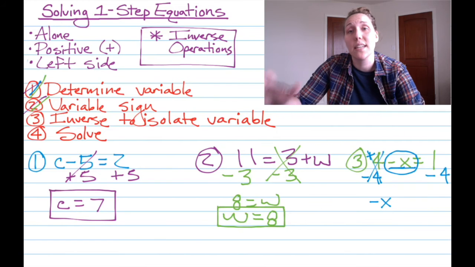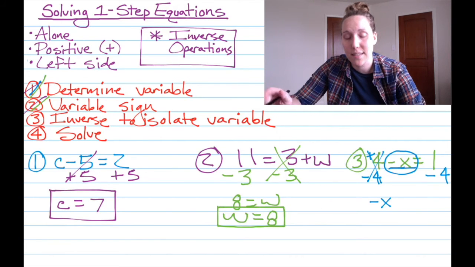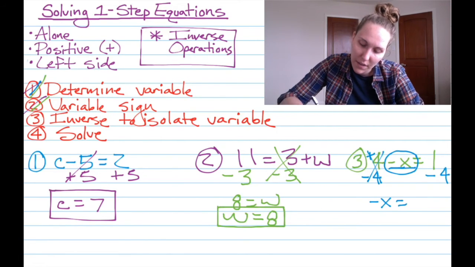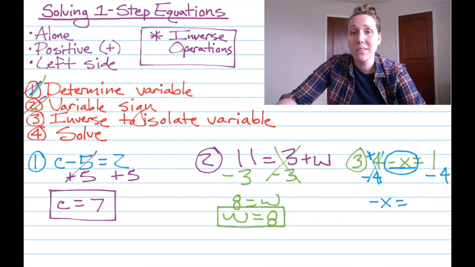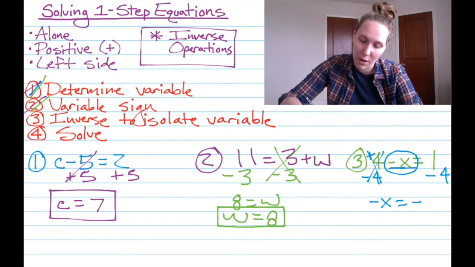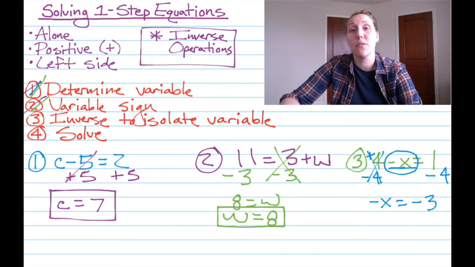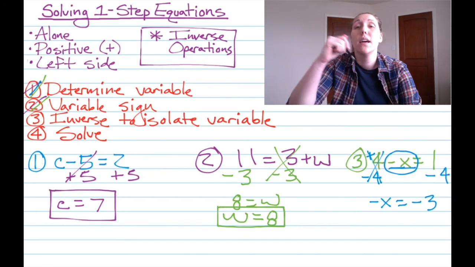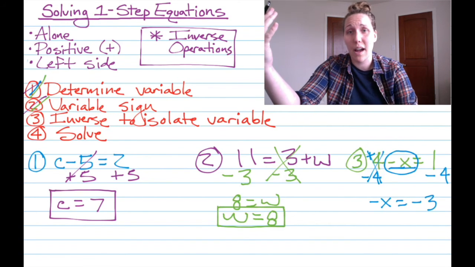I have to remember to carry that negative as well. It was not just an x. It was a negative x. So I got to carry down the negative. And then 1 minus 4. Okay, if you're great with your integers, you know that that is minus 3. If you're not, you can write your number line. Or you could put this in your calculator.